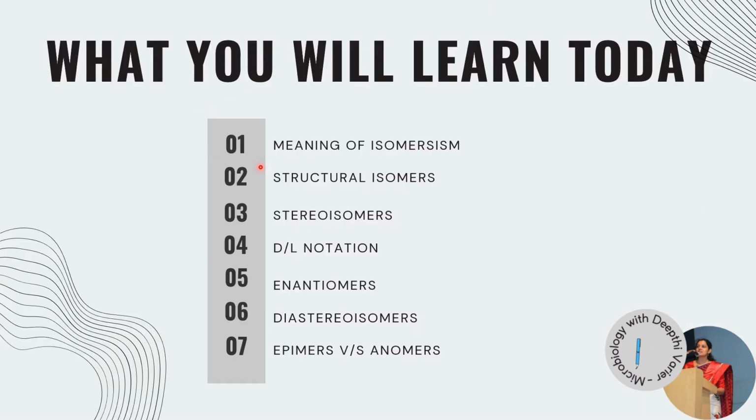We'll start with knowing the meaning of isomerism and the difference between structural and stereoisomers. Carbohydrates can exhibit different isomeric forms because of their chiral carbon positions, which includes isomers like enantiomers, diastereomers, anomers, and epimers. We'll study in detail about each one of these.